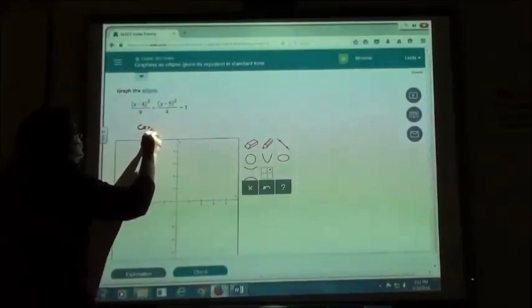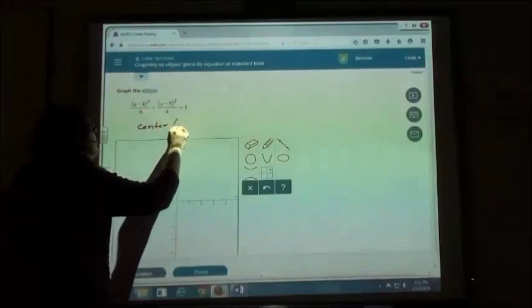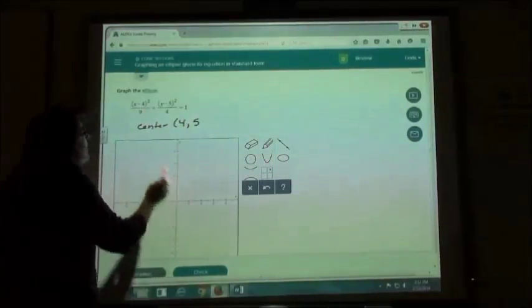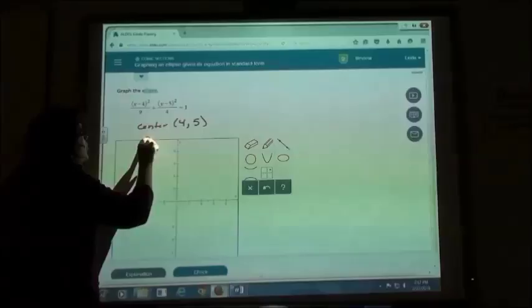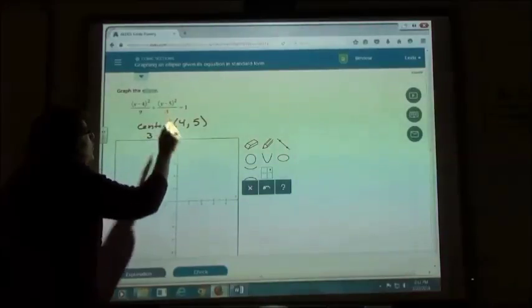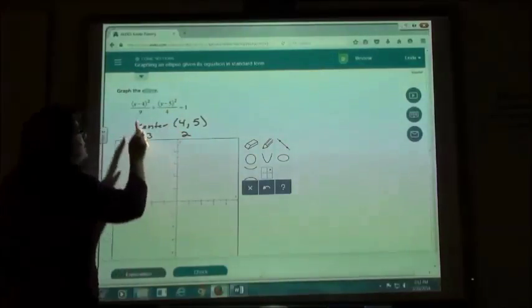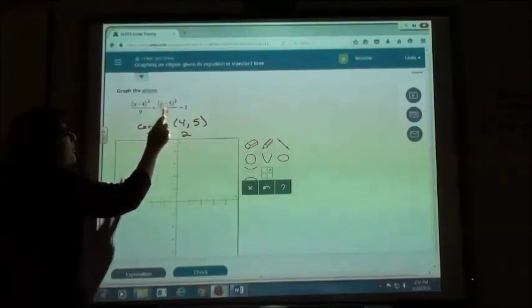First of all, you found your center, and on this one, the center is at 4, 5. And then in the x direction, you're going to go 3 units. In the y direction, you're going to go 2 units because the square root of 9 is 3 and the square root of 4 is 2.